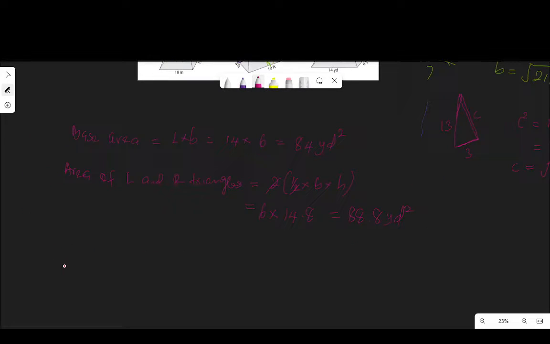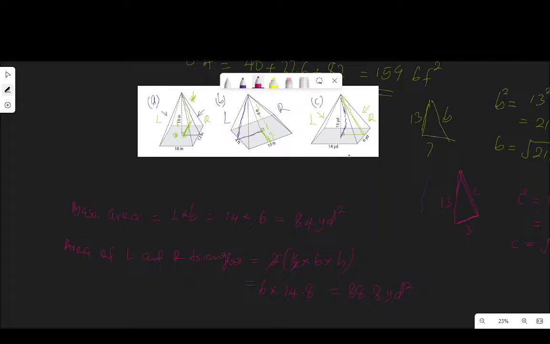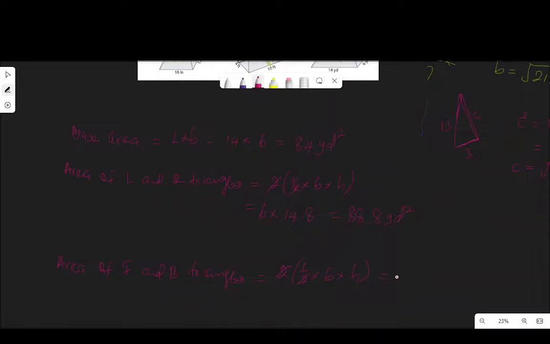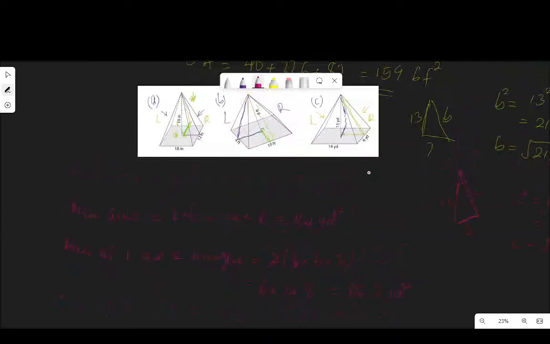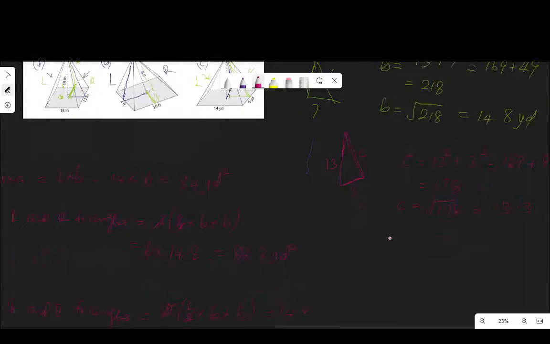Then area of the front and back faces. Area of front and back triangles is equal to 2 multiplied by half times base times height. And these two can cancel, so I'm left with only base times height. The base of the front and back triangle is 14 yards. 14 multiplied by the height. The height is what we calculated earlier, which is C, and it's 13.3 approximately.